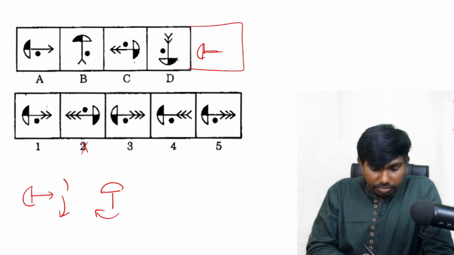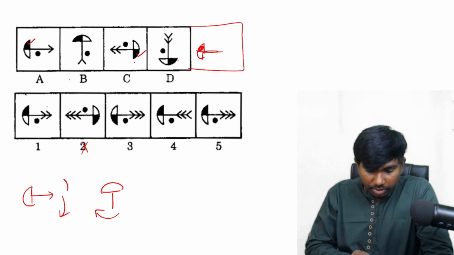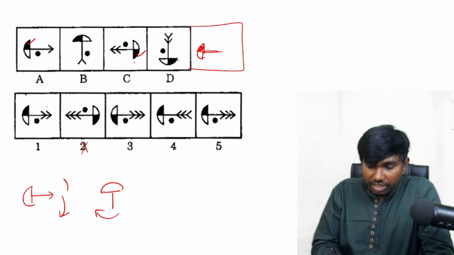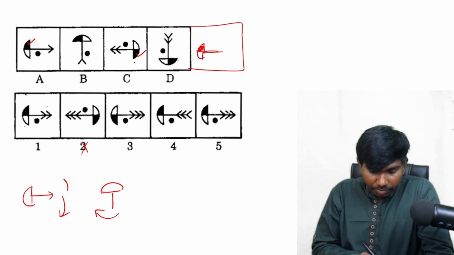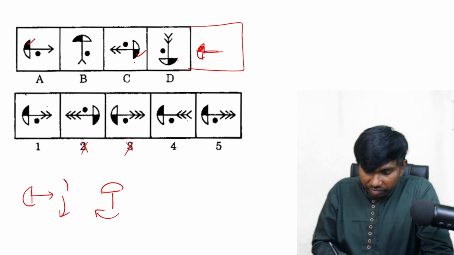Next is top shading, bottom shading. Again, it must be top shaded. Alternately, you observe top shading, bottom shading, and then top shading must be there. Here there is a bottom shading, so it cannot be. That means the answer may be 1 or 4. Then arrows: outwards, inwards, outwards, inwards. That means our arrow must be outwards. So the inward arrow is there, it cannot be.